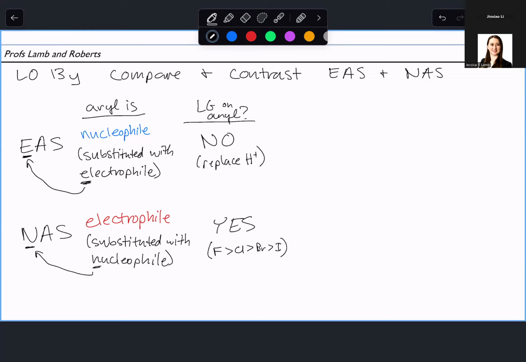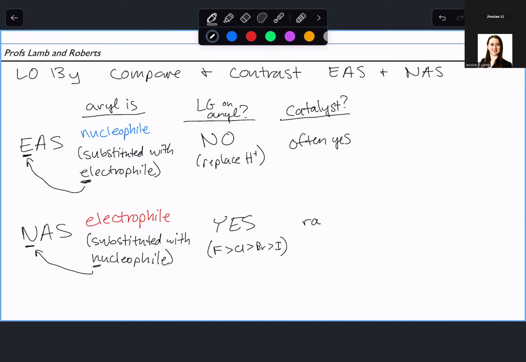Next one, do you need to use a catalyst? In EAS, often yes, right? So we talked about how, because the aryl ring is not a great nucleophile, you need to make a strong electrophile. So you usually use a catalyst to make a strong electrophile to make EAS go. Whereas for NAS, normally no. So this is a very rare occurrence, and we're not covering it in this class. So it's not never, but usually no. For the purposes of this class, you do not use a catalyst for NAS. Okay? That's another big difference.